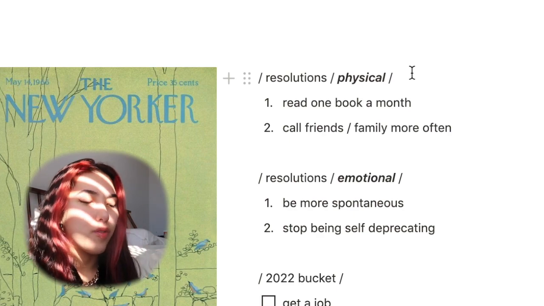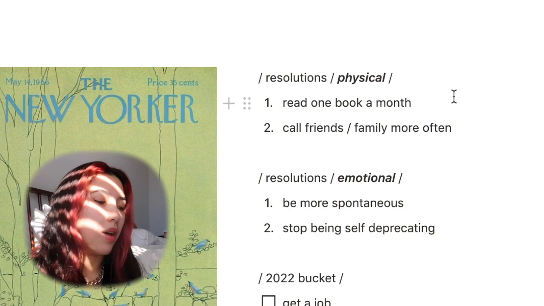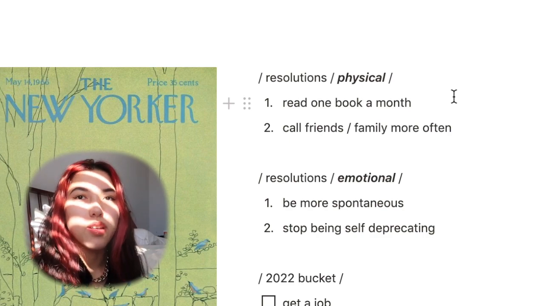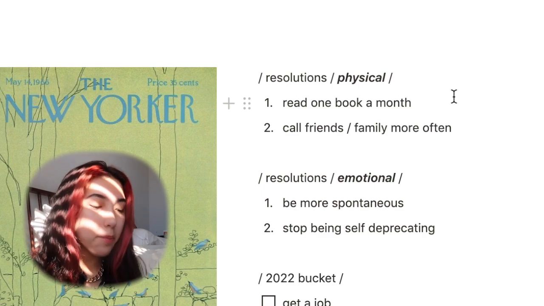But the first one is more of physical things, like read a book once a month and call my friends and family more often. So those are things that I can actively change within my physical daily routine. And then I have resolutions that are more emotional. These are things that I want to change about my mindset and the way I think. And so that's just to be more spontaneous and to stop being self-deprecating.